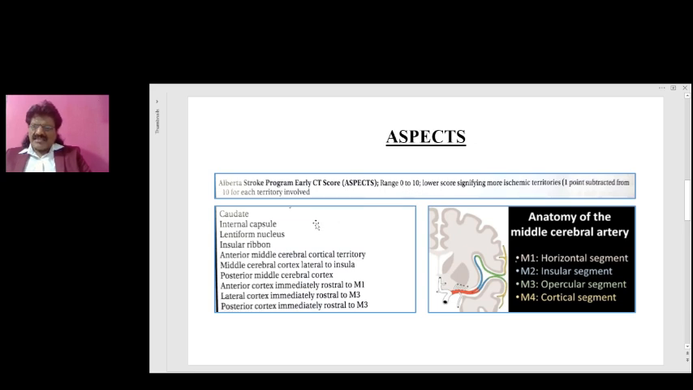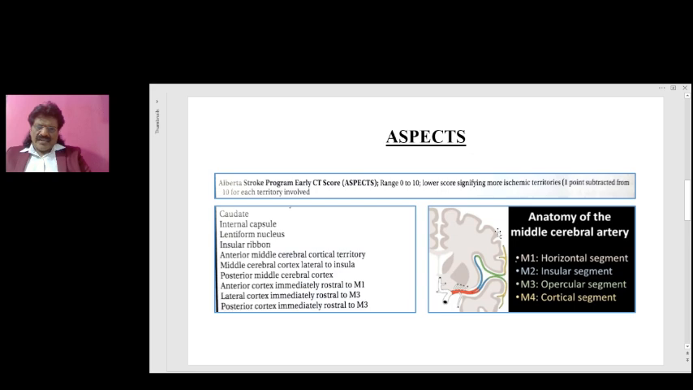As these structures get involved, we start deducting from 10 points. The more structures get infarcted, the lower the number becomes, and therefore the chances for thrombolytic therapy also become lesser. So the higher the score, the less the ischemic infarct, the more the chance for thrombolysis. On the contrary, at the other end of the spectrum, the lower the score, the more the infarction and the less likely are thrombolytic interventions.